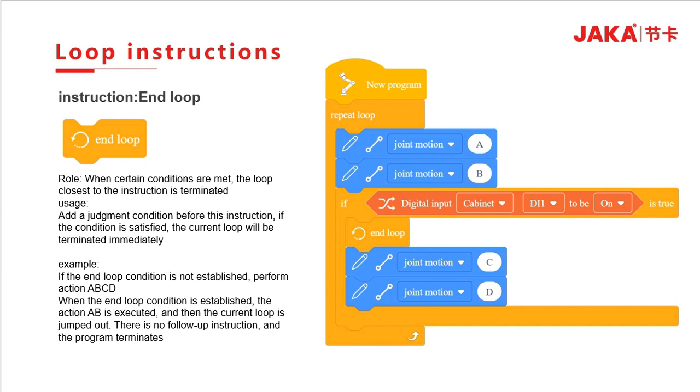If the condition to end the loop is not satisfied, the actions ABCD are executed in a loop. When the end loop condition is met, the actions AB are executed, and then the current loop is ended. The program automatically terminates without subsequent instructions.